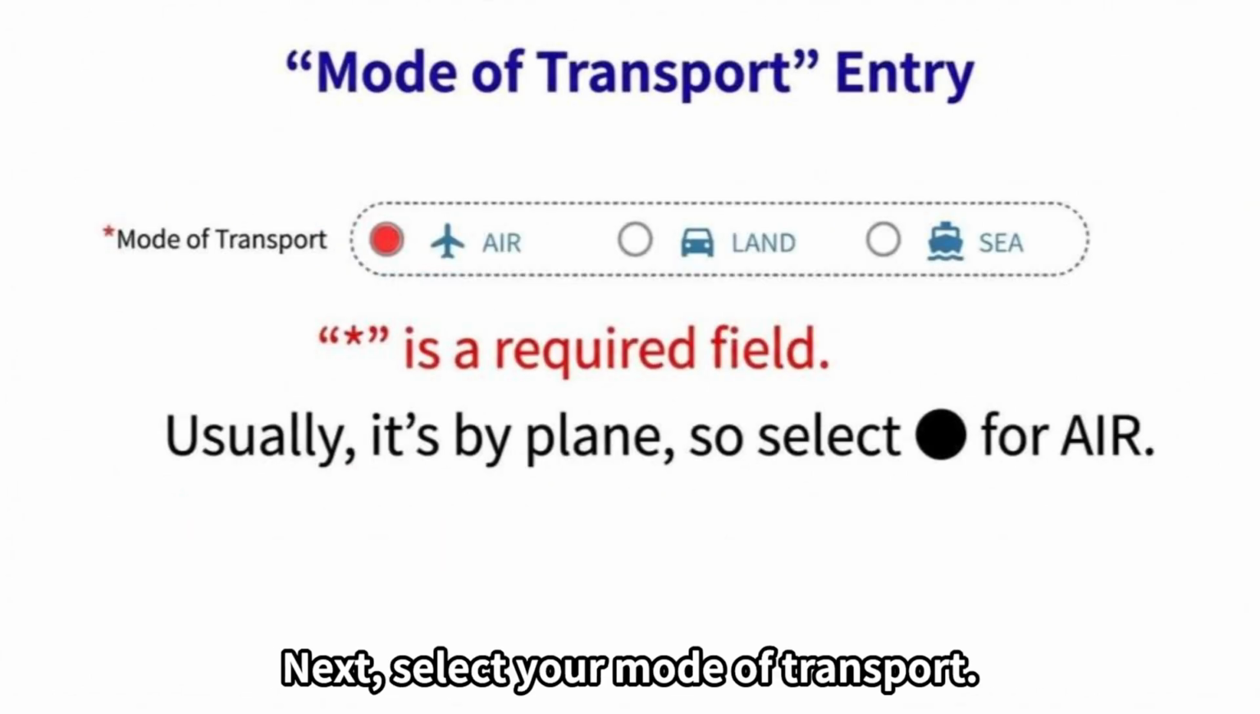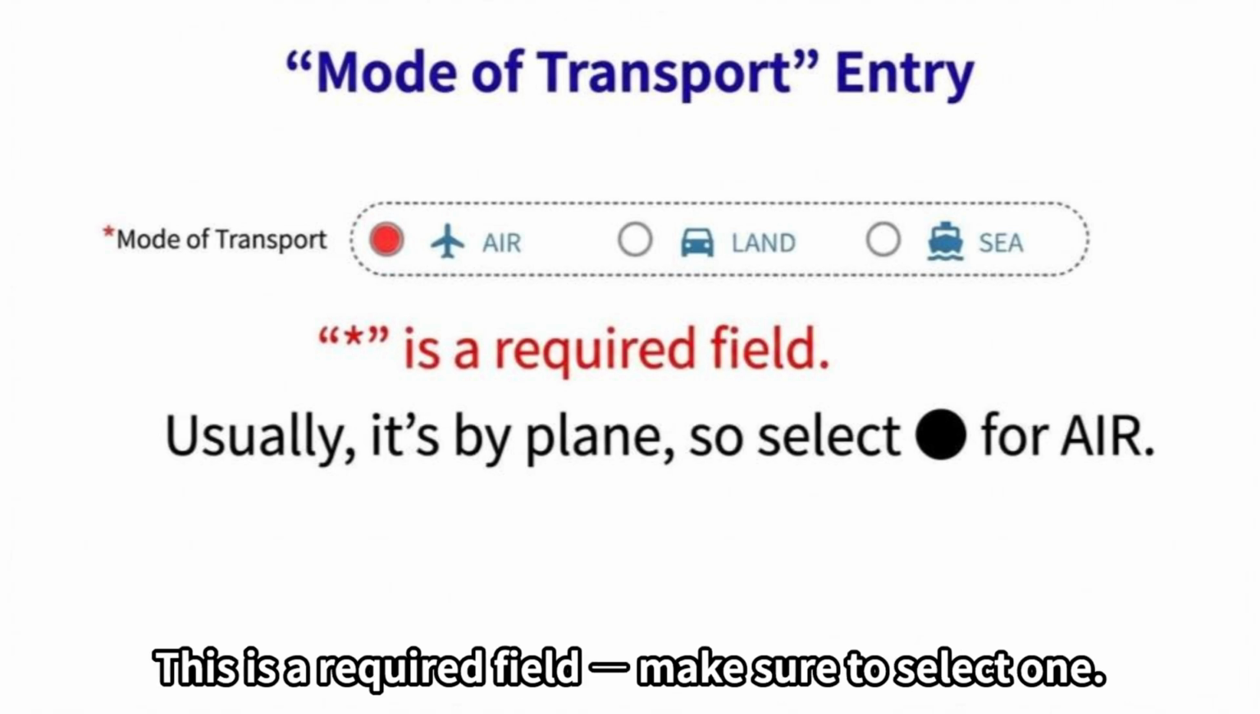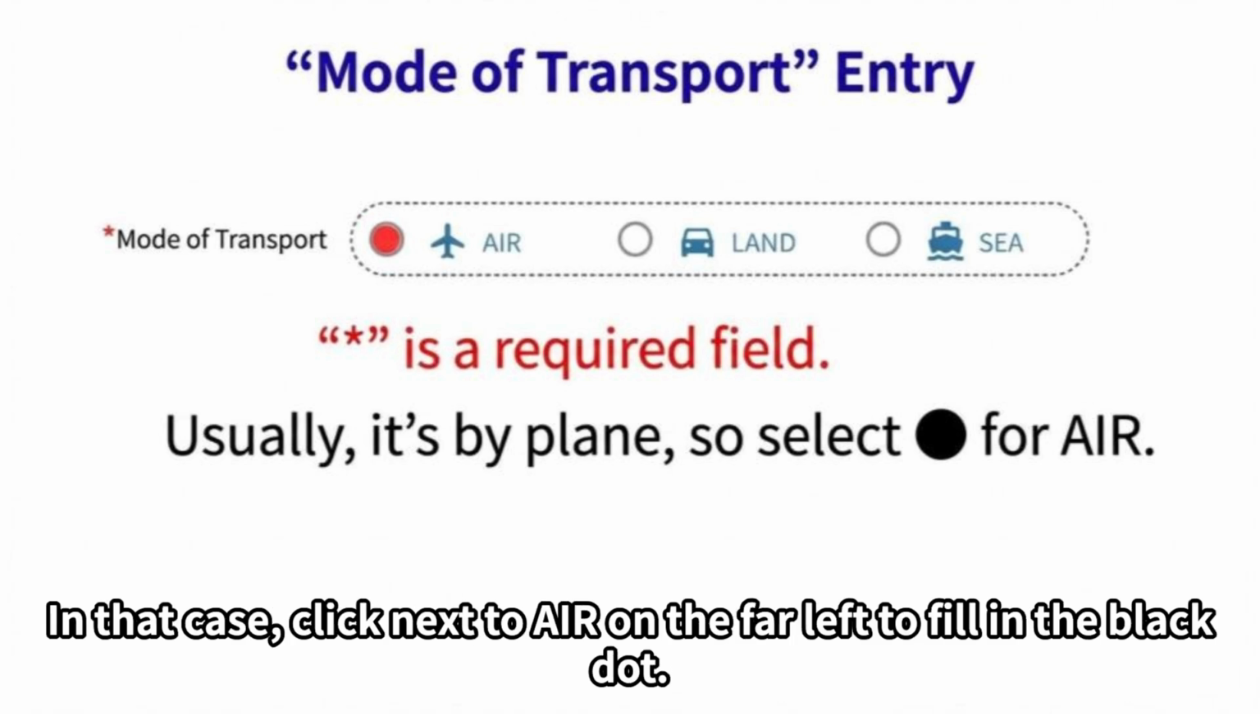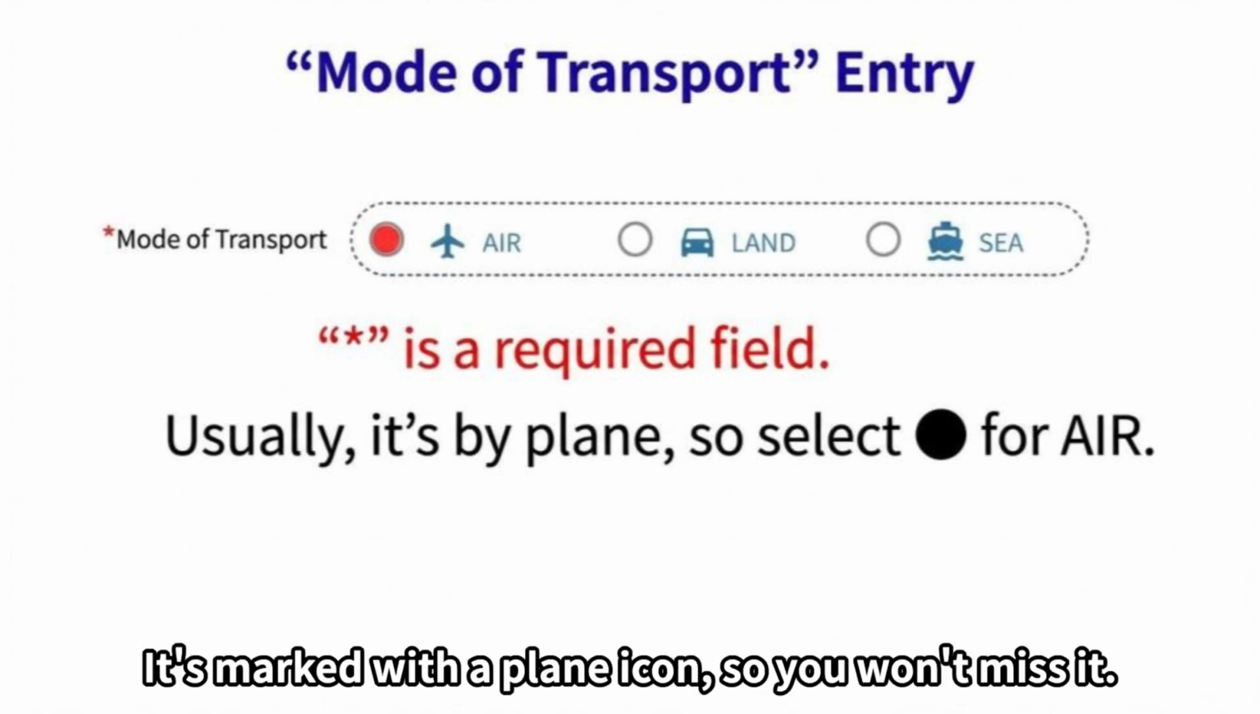Next, select your mode of transport. This is a required field. Make sure to select one. There are 3 options, but most people entering Thailand will be arriving by air. In that case, click next to Air on the far left to fill in the black dot. It's marked with a plane icon, so you won't miss it.